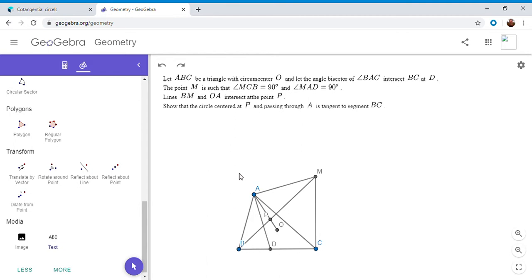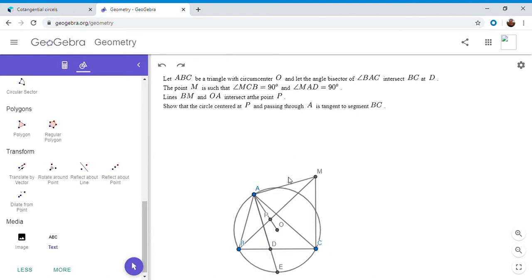So I'm going to start with a couple of things I observed. I'm going to draw the circumcircle of ABC. And whenever I have an angle bisector, in many problems it's useful to extend it to meet the circumcircle at a point E. So that's what I'm going to do here.